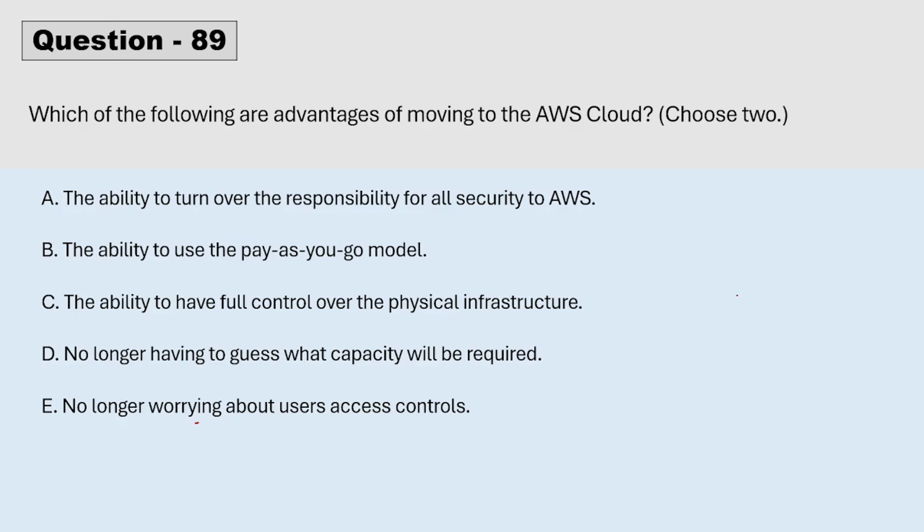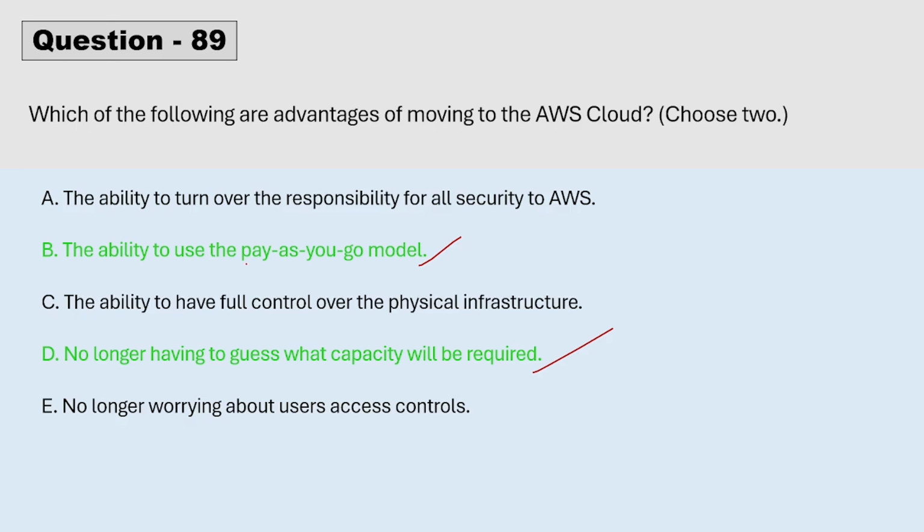Okay, now let me reveal the correct answer. Option B, the ability to use the pay-as-you-go model. This is one of the advantages, that is correct. And option D, no longer having to guess what capacity will be required. This is also correct, because you do not need to guess that this much capacity will be required. You can just scale up whenever the capacity requirement increases, or you can scale down as well if it decreases.